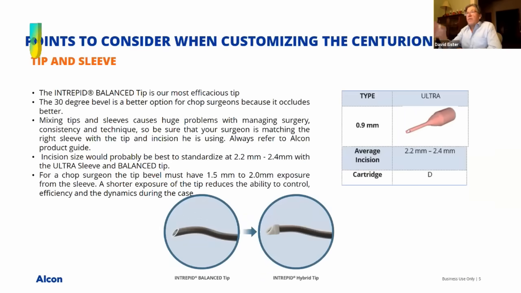Okay, next slide. And I'm going to go a little bit quickly here. So one of the things that we want to talk about is that if you're a chop surgeon, the 30-degree bevel is probably better because it will occlude a little bit easier for you. We want to make sure that you match the right sleeves and the right incision with these tips. So here's just a quick little chart to remind you what that could or should be. Next slide.